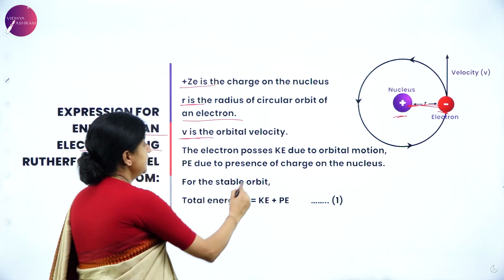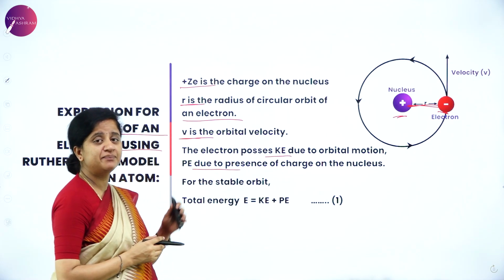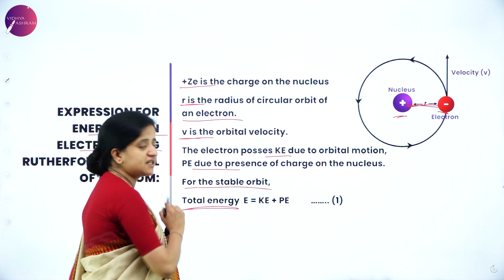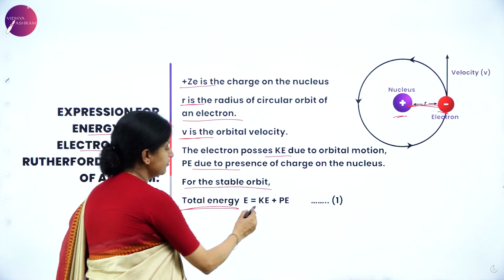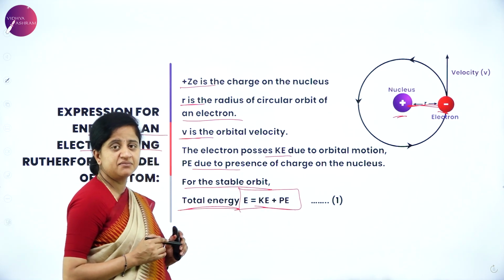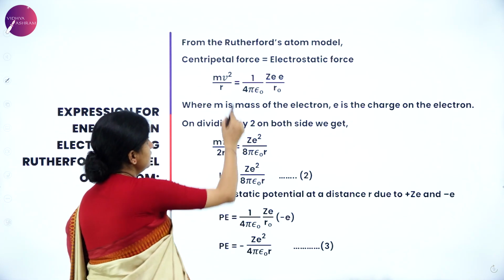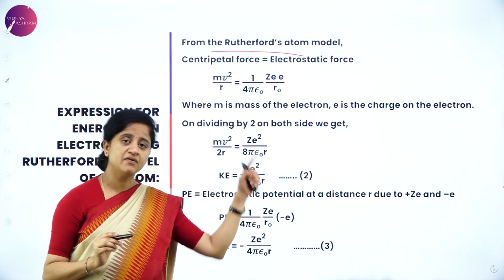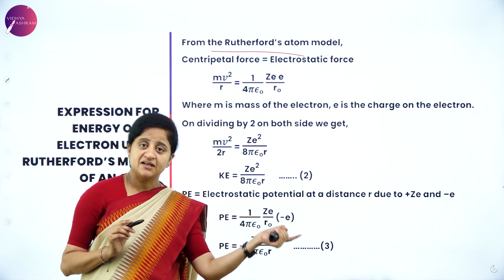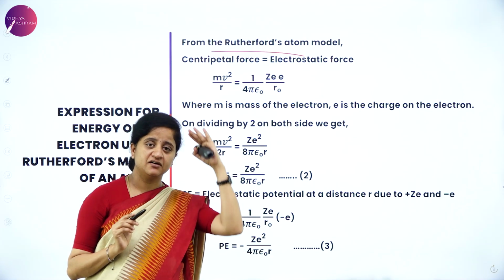This electron possesses kinetic energy due to its orbital motion, and it also possesses potential energy because of the presence of charge on the nucleus. So for the stable orbit, the total energy can be calculated as I have told: it is the sum of kinetic energy and potential energy. That is our equation 1. From Rutherford's atomic model, we know that electrons revolve around the nucleus in a certain orbit, and there is a necessary centripetal force between the electron and the nucleus, and hence it will not move to another orbit or the next level.